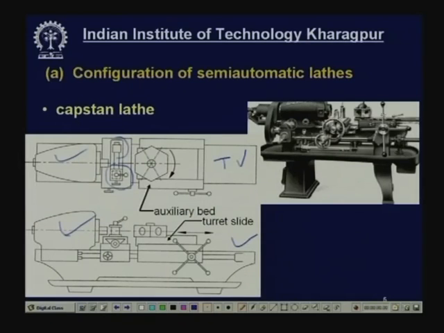Now, here you can see this is the turret which holds the tools, this is the headstock and this is the saddle or auxiliary bed, and this is a rod, a shaft which is used for stopping, controlling the length of travel of the cutting tools.